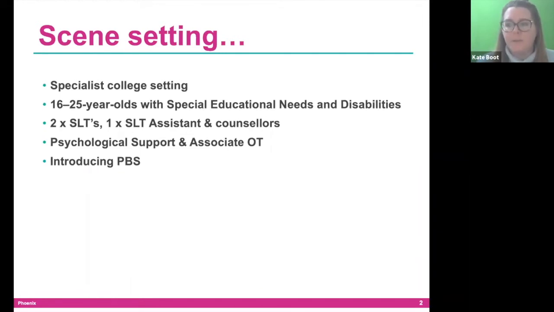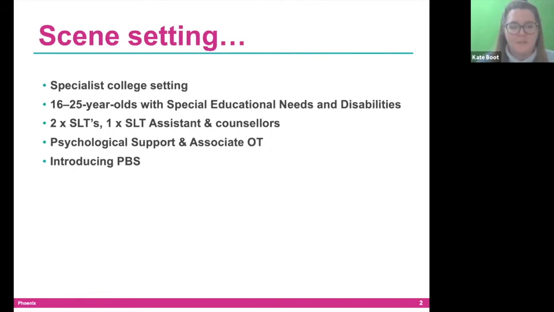So in terms of therapeutic support, we have 2 speech and language therapists, 1 at each college campus. We have a speech and language therapy assistant who works alongside me at our larger campus, and then we have counsellors available at both sites. And then we also have access to further psychological support and an associate occupational therapist if that's commissioned through members of our wider therapies team.